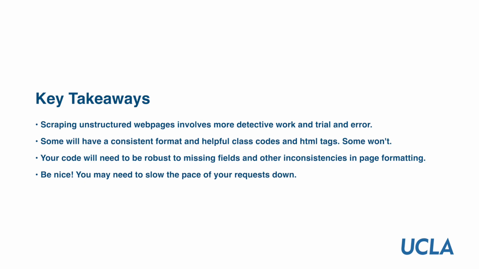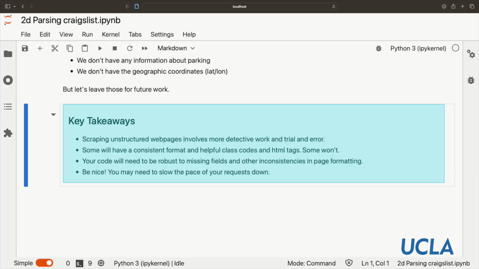So the takeaways from this last lecture in this module are that the less structured a web page is, the more detective work you're going to have to do, and the more trial and error. The more errors you're going to come across, and then you're going to have to go back and add that possibility or try except perhaps into your code. Some are going to have a consistent format and helpful class codes and HTML tags, some won't. And your code is going to need to be robust to missing fields.